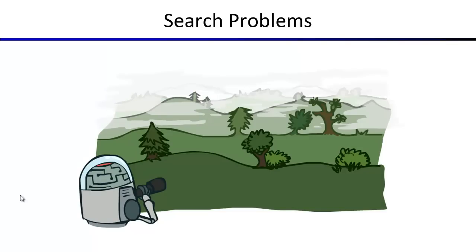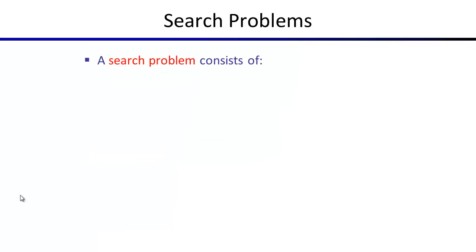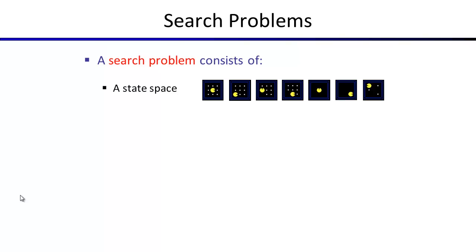Okay, so what is it that we're trying to solve? Search problems. What does a search problem consist of? It consists of a state space. The state space is your abstraction of the world. You take that part of the world that you think matters and that you're going to be thinking about in your simulation of how things could play out.